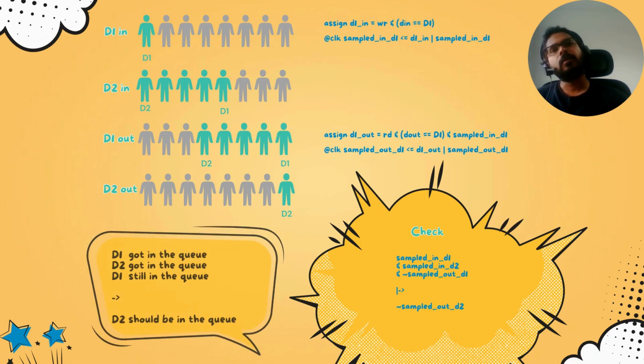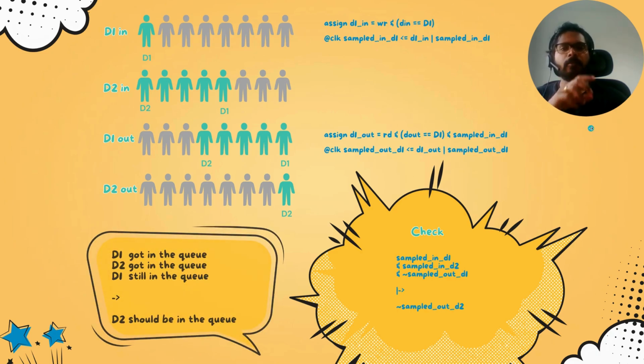So here, if we say that D1 and D2 are capital D1 and capital D2, these are symbolic variables which can take any possible value that the FIFO can store, then we will be catching any bugs for different D1 and D2 combinations. In fact, any D1 and D2 combinations as well.